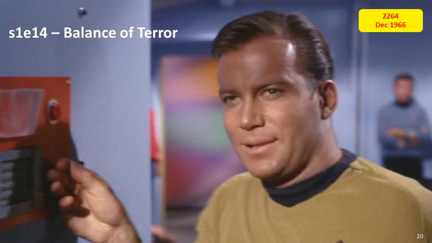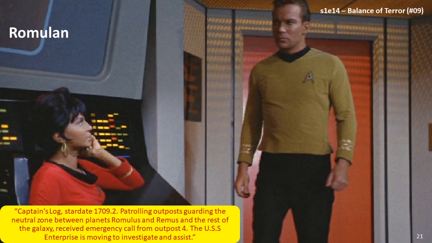Balance of Terror is the 14th episode of the first season. It was the 9th episode produced. The Romulans are introduced for the first time in this episode, as well as the planets Romulus and Remus.